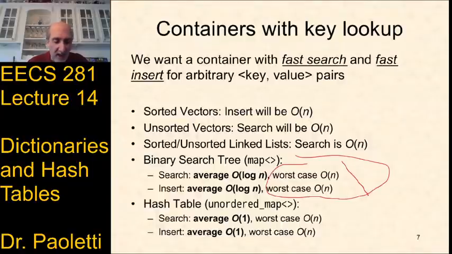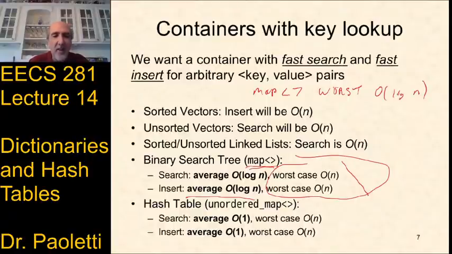Now we can fix that, and in fact, I should have put it in bold here. The map data structure from the STL does give us not just average case log n, but worst case O of log n. And that's something we're going to look at how to do. So how could we make a binary search tree have worst case log n? We make sure it never becomes a stick.